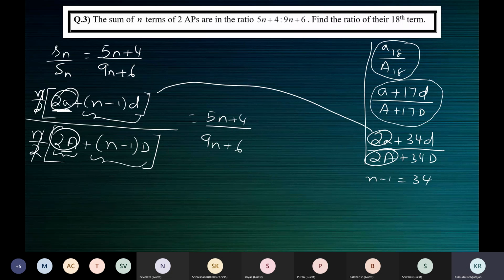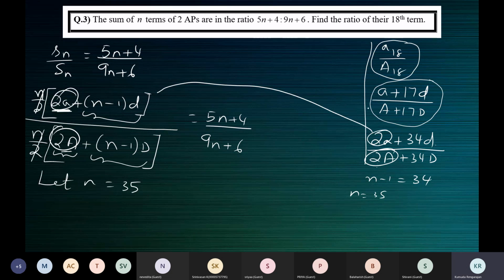I'm saying 2a in the numerator and denominator here, and here also we have 2a in the numerator and denominator. The coefficient of d is n minus 1 here, and 34 here. So n minus 1 is equal to 34. So we get n is equal to 35. We need to proceed by taking n equal to 35.